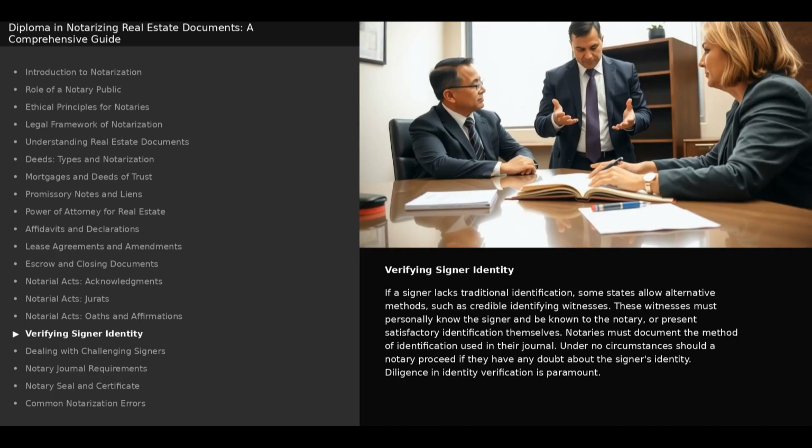If a signer lacks traditional identification, some states allow alternative methods, such as credible identifying witnesses. These witnesses must personally know the signer and be known to the notary, or present satisfactory identification themselves. Notaries must document the method of identification used in their journal. Under no circumstances should a notary proceed if they have any doubt about the signer's identity. Diligence in identity verification is paramount.